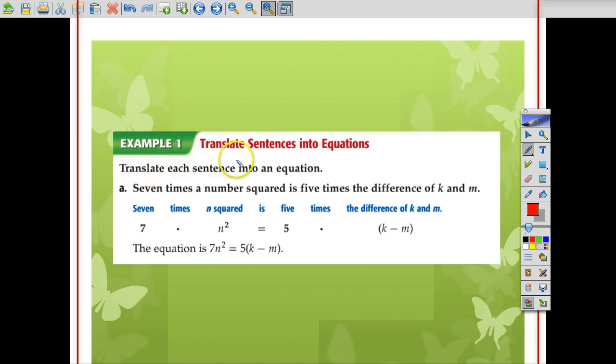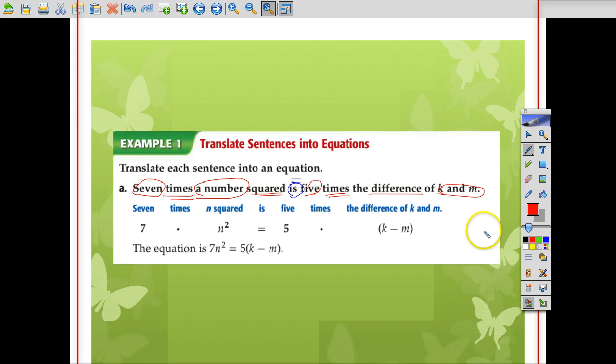Here's another example. Translate sentences into equations. Translate each sentence into an equation. 7 times a number squared. So 7 times a number. I don't know what number you're talking about, but a number squared. Here's that keyword, is, that's where the equal sign is going to be. 5 times the difference of K and M.